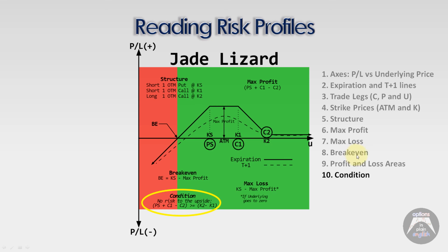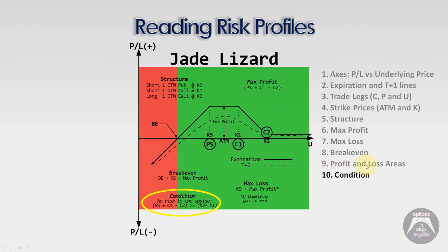The break even is clearly right here. This is the point where the profit turns into a loss or vice versa, the loss turns into a profit. And the formula is the break even, this point, is going to be calculated by having this strike price minus the max profit, which we already calculated here.